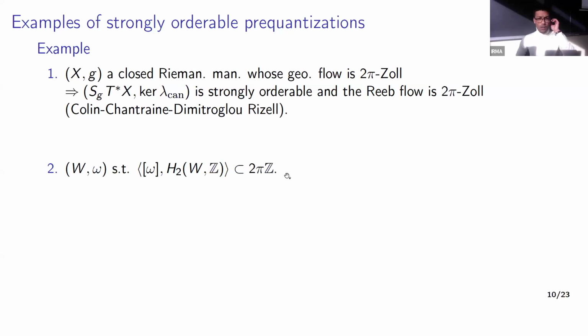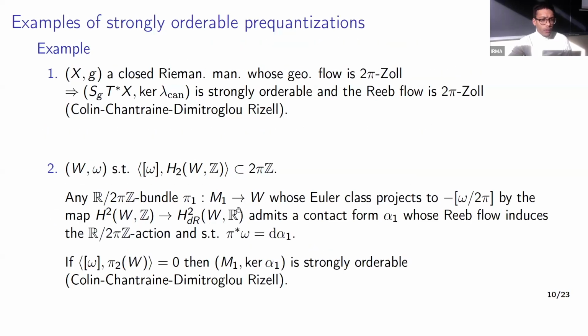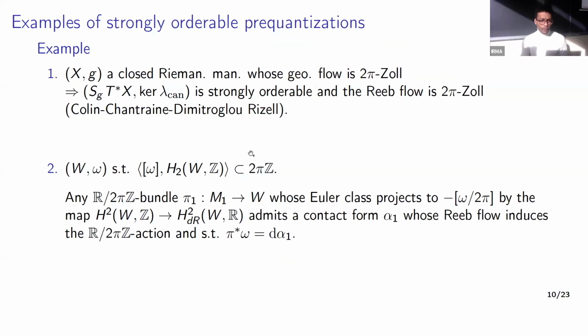Another way to construct a strongly orderable prequantization is to start with a symplectic manifold such that the symplectic form is integral. Because of our convention it is not integral, but it takes values in 2πZ. Then you can associate to it any S1 principal bundle over W whose Euler class projects to omega over 2π. This S1 principal bundle will admit a contact form whose Reeb flow induces the S1 action and such that the pullback of omega is exactly d alpha. So you can associate to it a prequantization.